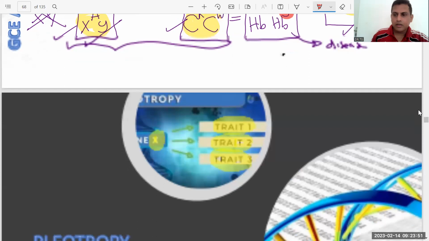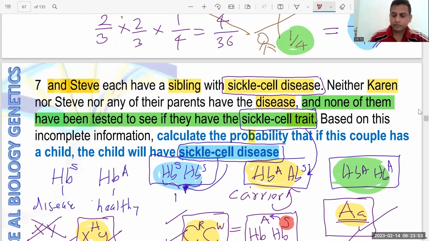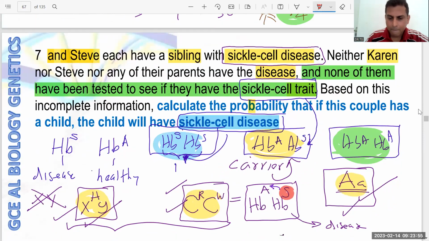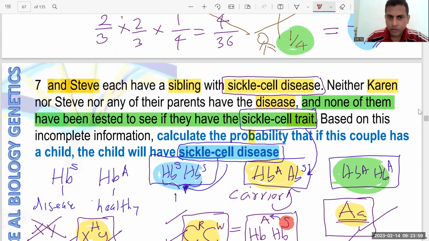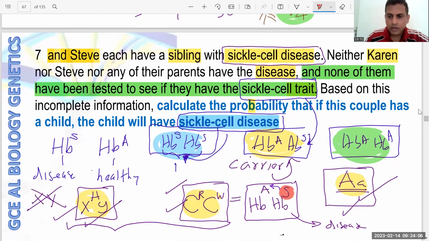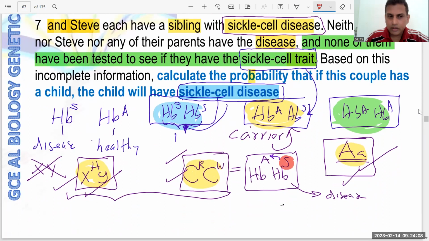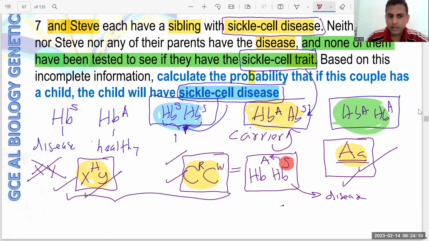They are saying to calculate the probability of a couple which has sickle cell, no, sir? Are you asking this question? Yes, sir. Yes.